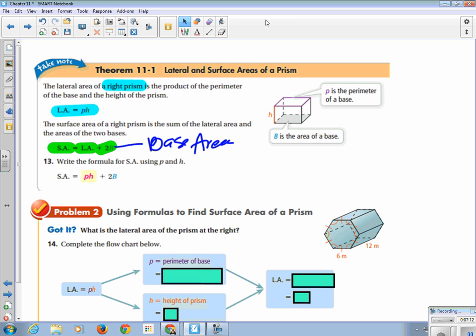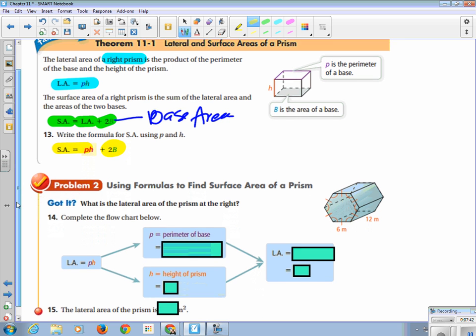All right, so if we put that together for a right prism, the surface area is perimeter times the height, which is the lateral area, plus 2 times the area of the base. And that makes sense to me because a prism has the same base on top as on bottom. There's 2 of them. I need both of those areas plus all the area around the prism.